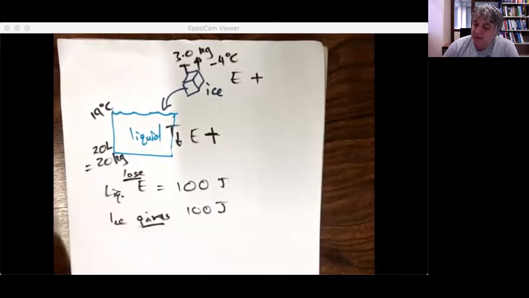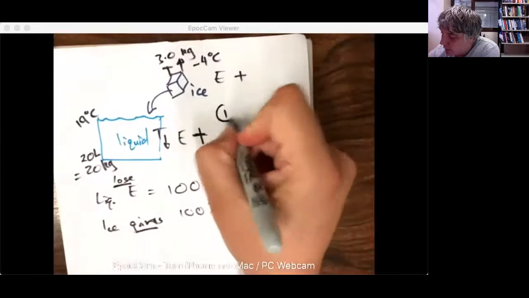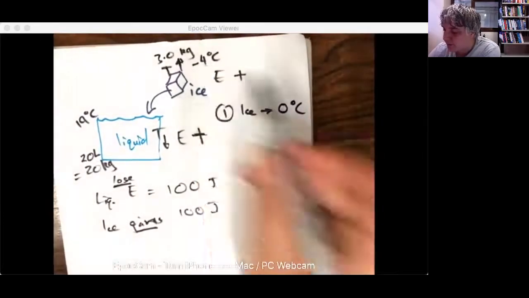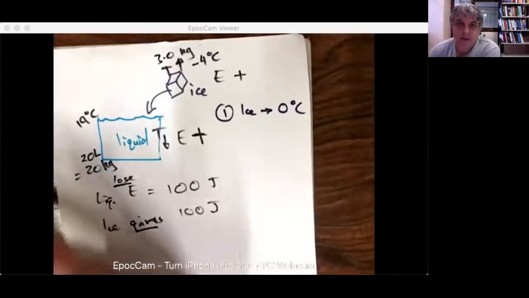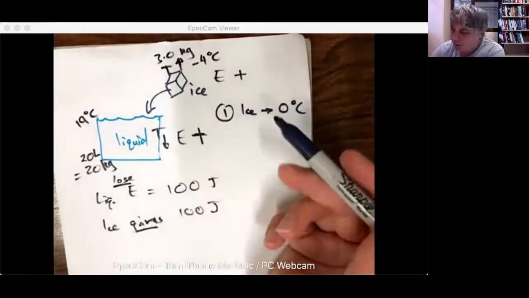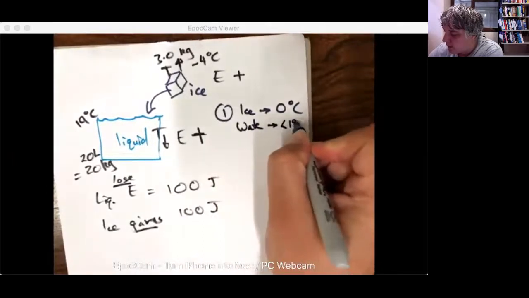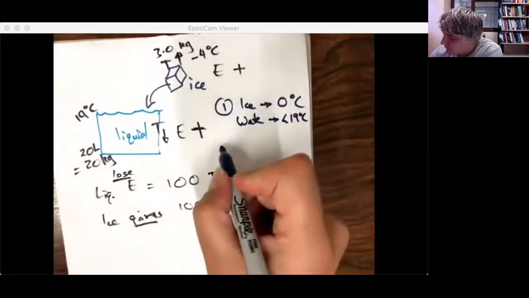So first thing, as I mentioned, is to think about the different steps, the different processes that are going to occur. So we should hopefully be able to look at this and go, right, well, step 1, the ice will come to 0 degrees Celsius. It'll go from -4 degrees Celsius to 0, and it can't change phase until it is at 0 degrees. So that's going to be the first step: the ice will increase to 0 degrees and the water will go down. We don't know what to, but it'll be less than 19 degrees C. It's going to lose some energy in order for that ice to come up to 0 degrees Celsius.